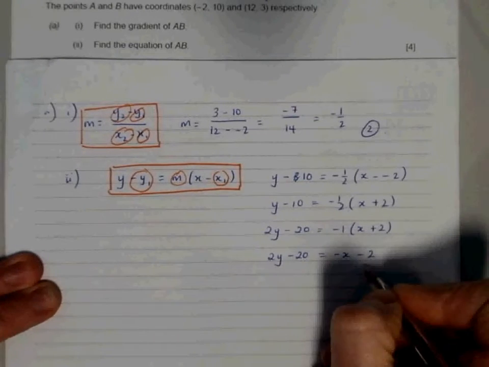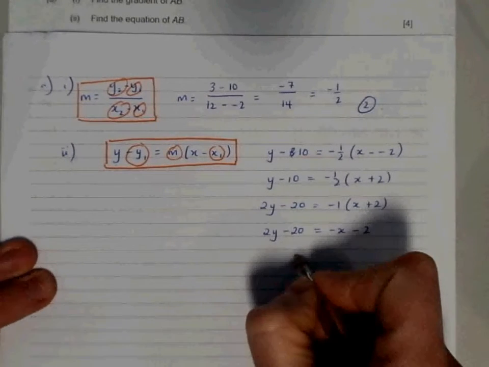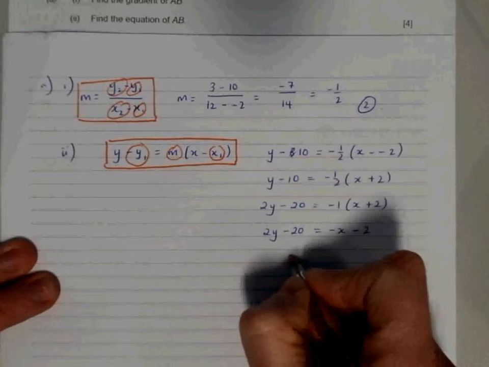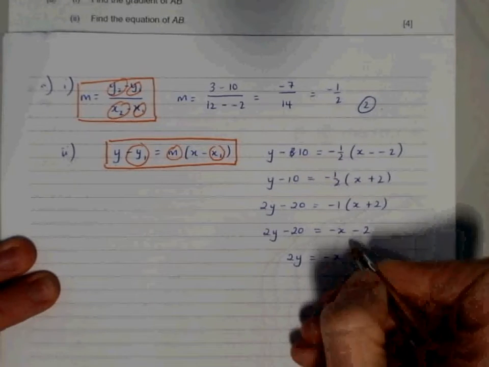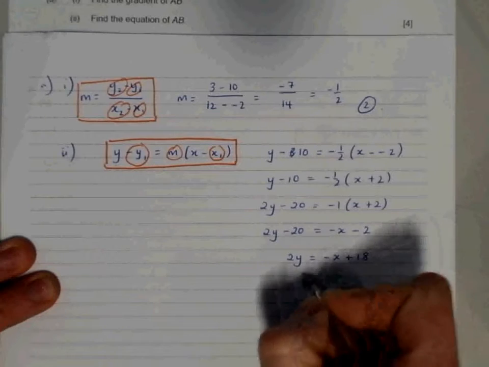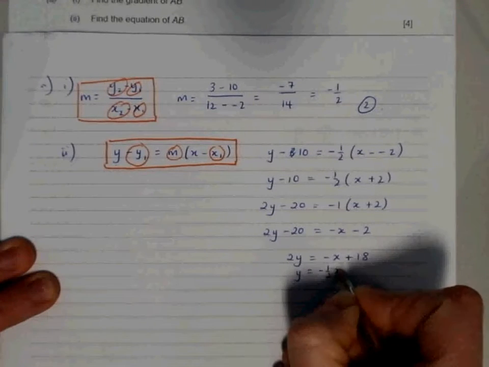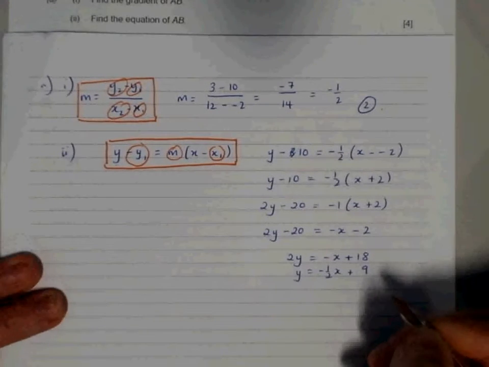Doesn't ask for what form, so doesn't matter which way around. I'm going to make it 2y equals minus x, add 20 to both sides, plus 18. Divide both sides by 2: y equals minus a half x plus 9. There you've got the equation of your line.